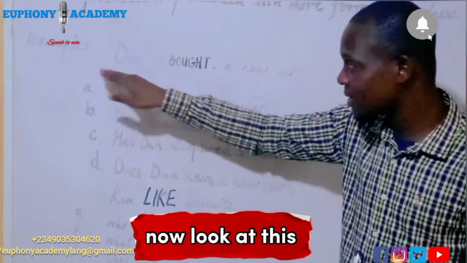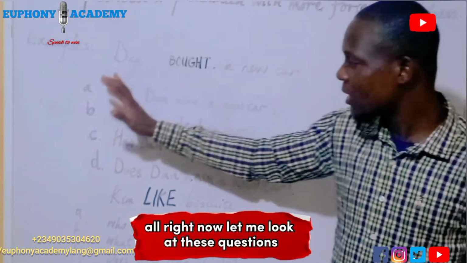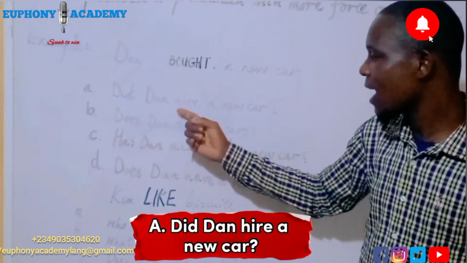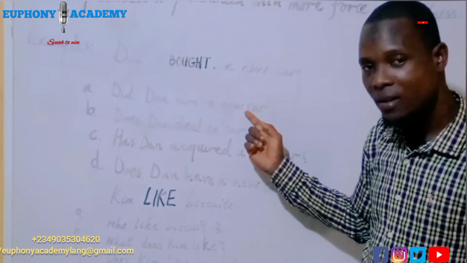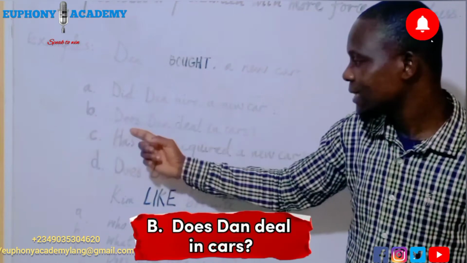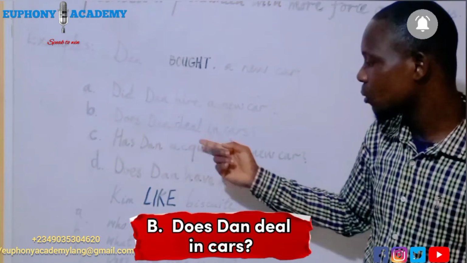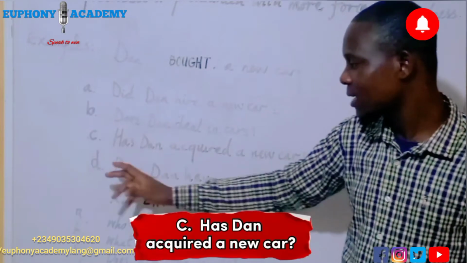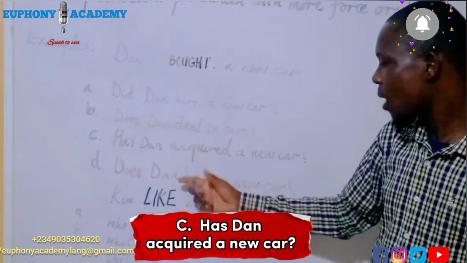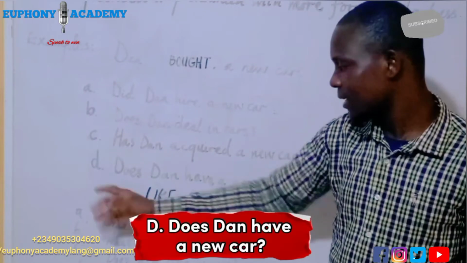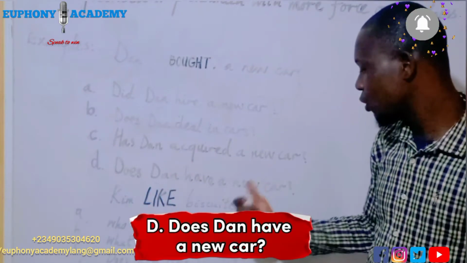Now look at this, these are statements, all right? Now let's look at these questions. A, did Dan hire a new car? B, does Dan deal in cars? C, has Dan acquired a new car? D, does Dan have a new car?